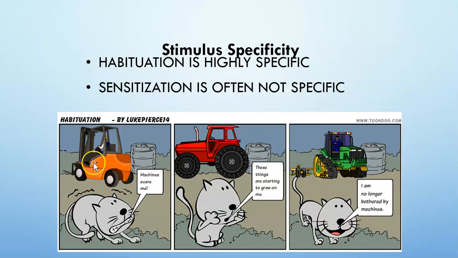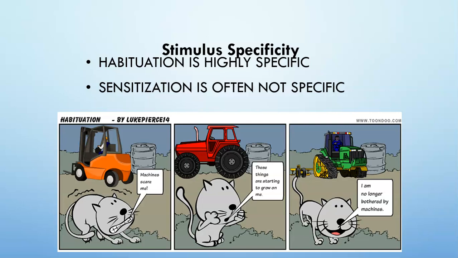These are like tractors and forklifts. Now, if you suddenly brought, say, a fire truck around, this cat is going to go back to step one, because it habituated to the sound of these machines, not to the loud sound of, say, a fire truck. So habituation is very specific to a certain type of thing. However, sensitization is not specific.